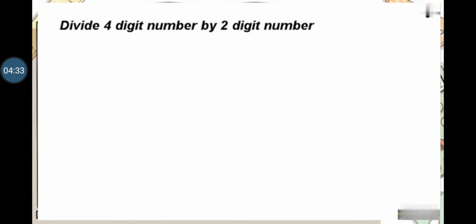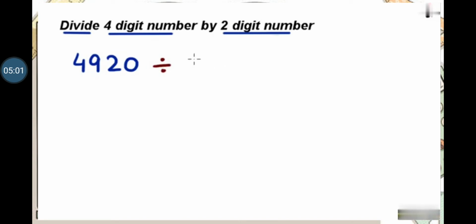Dear students, let's solve some examples. Here we are dividing a 4-digit number by a 2-digit number, following the steps we studied in our previous slides. Here we have the number 4,920 and we have to divide it by 12. So we have 4920 as dividend and 12 as divisor, and the result after dividing 4920 by 12 will be the quotient.